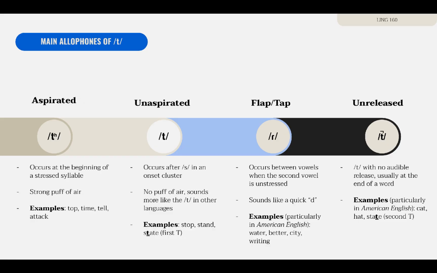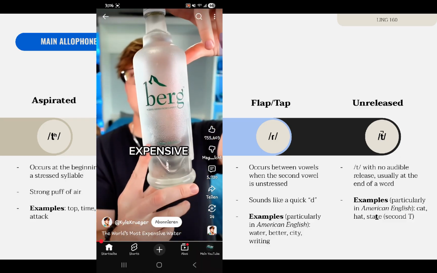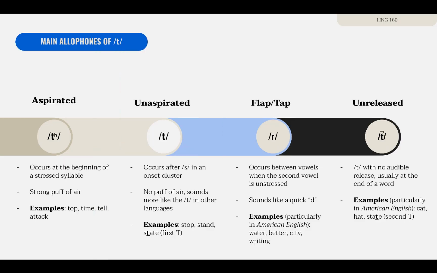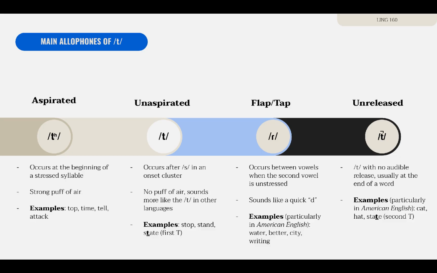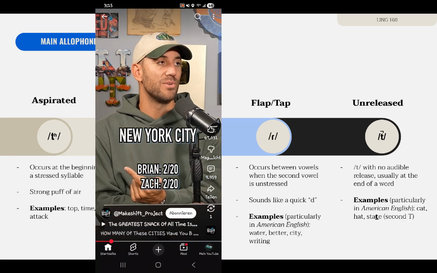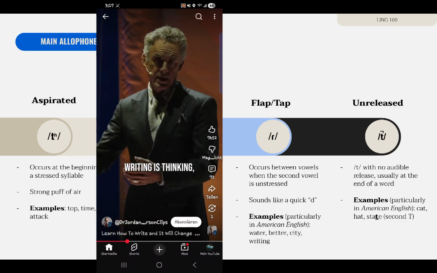The flap or tap T, which occurs between vowels when the second vowel is unstressed. It sounds like a quick D. Examples, particularly in American English: water, better, city, writing.